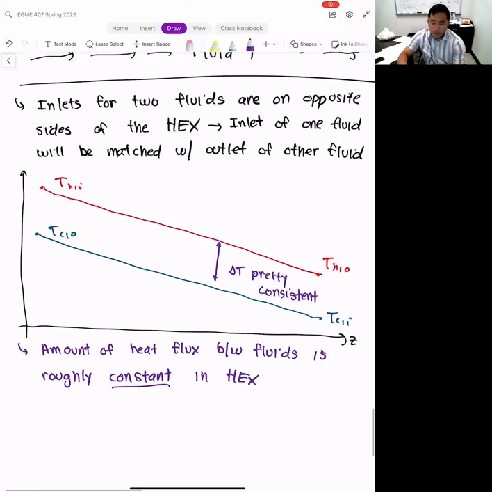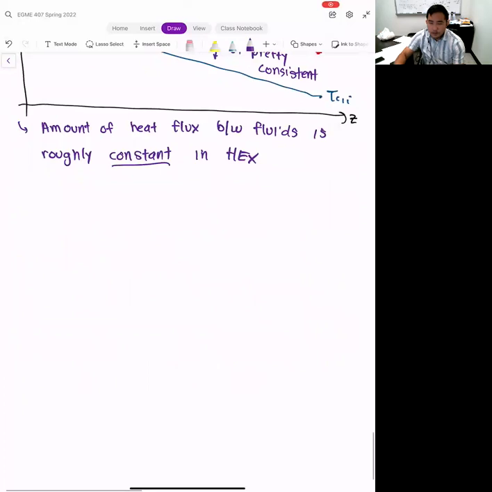But with that said, if you only have a short amount of space, which is very common in these kinds of devices, then a parallel flow heat exchanger will give you better performance, because it maximizes that heat transfer at the beginning.